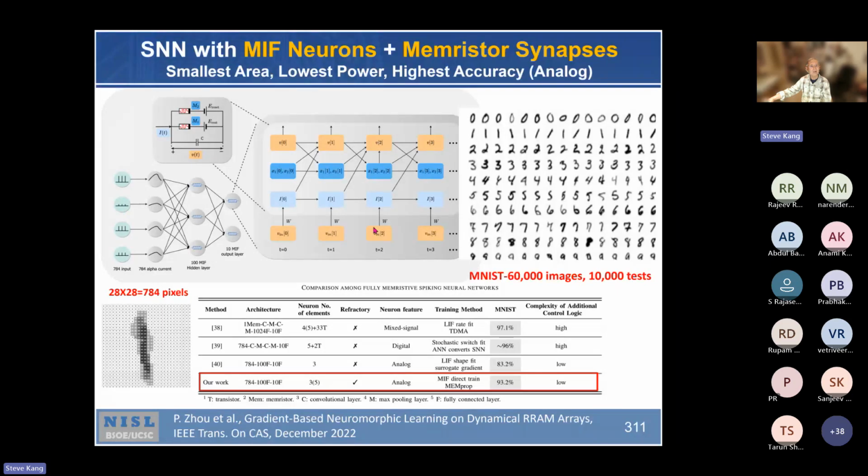But before that, we want to test this MIF model neuron, whether it can do the job. So a spiking neural network with the MIF neuron and the memristive synapses, which allows the smallest area, lowest power, highest accuracy analog configuration. So you embed this thing, so the spike signal comes in, and then neurons, and then synapse, and the neurons, and all that.